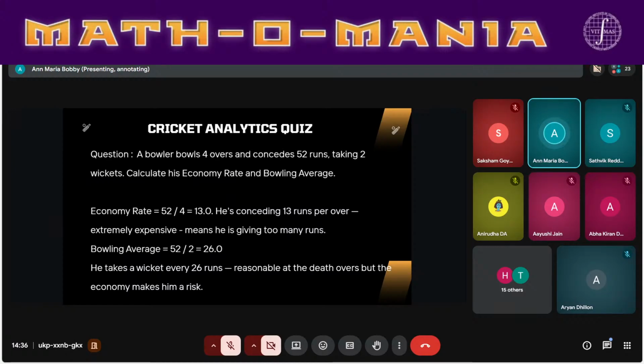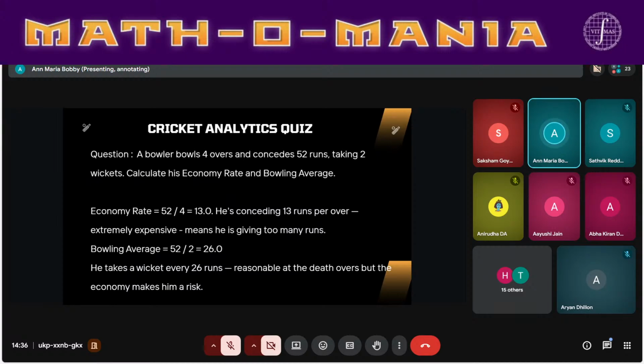This is not bad when it comes to death overs, because we all know that death overs are the last 4 or 5 overs of a match. Batters attack more, and because of that they usually score more runs towards the end. So an average of 26 is fine, it's acceptable. But his economy is 13 runs per over, which makes his economy a risk. Even though he takes wickets, he is giving too many runs, so the bowling team may lose the match because the batting team is scoring high.